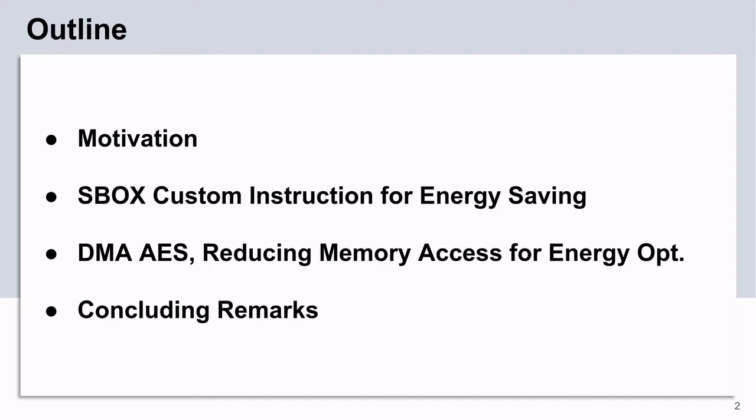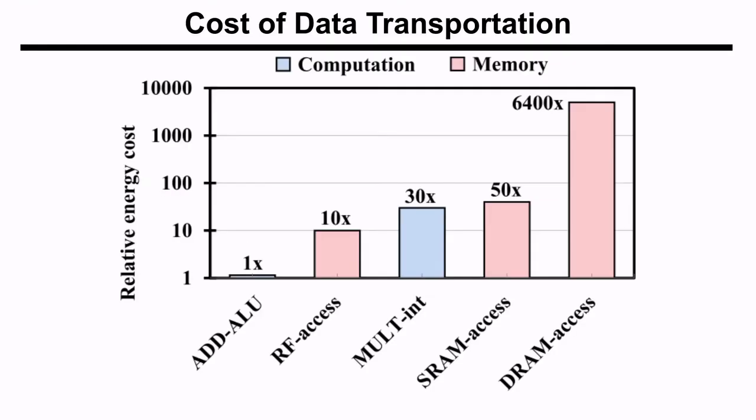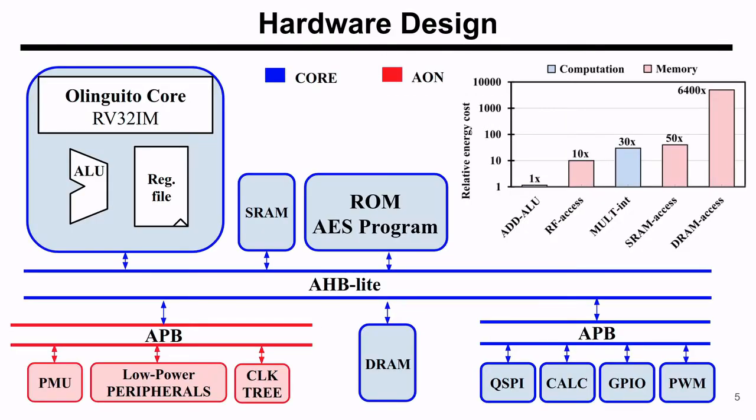This is the outline for this presentation, and I'm going to start with the motivation right away. The cost of data transportation appears as the most limiting issue for energy-efficient implementations of accelerators. This is true in all areas, including CNNs and security. This is an example of a core designed for encryption acceleration.